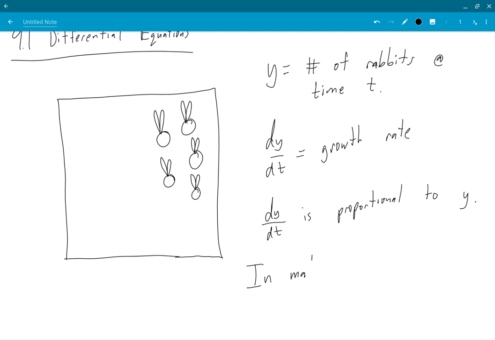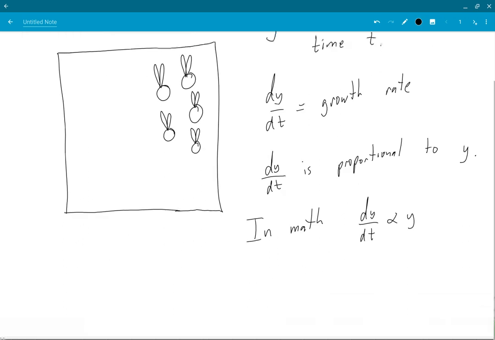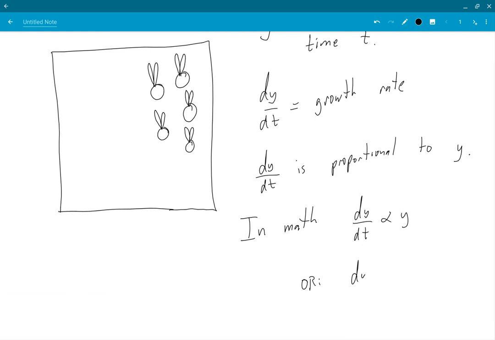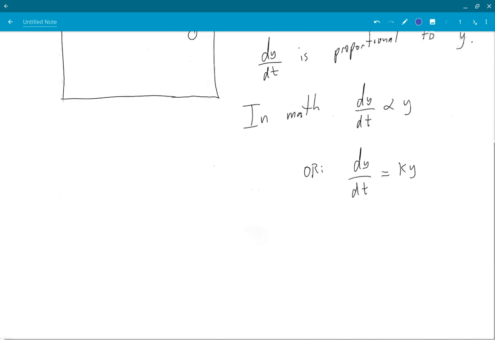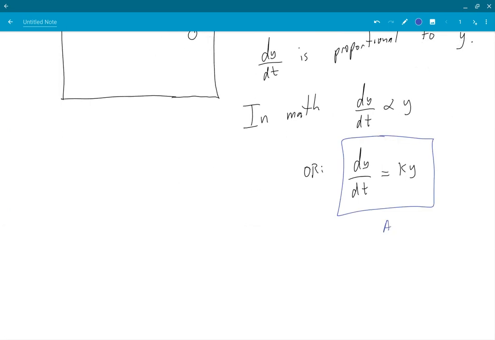So that's English, but in math we say dy/dt is proportional, you put this fish-looking symbol, is proportional to y. What does proportional mean? It means dy/dt is some multiple of y. So we'll say k times y, where k is a constant. This is what's called a differential equation. It's an equation that involves at least one derivative.